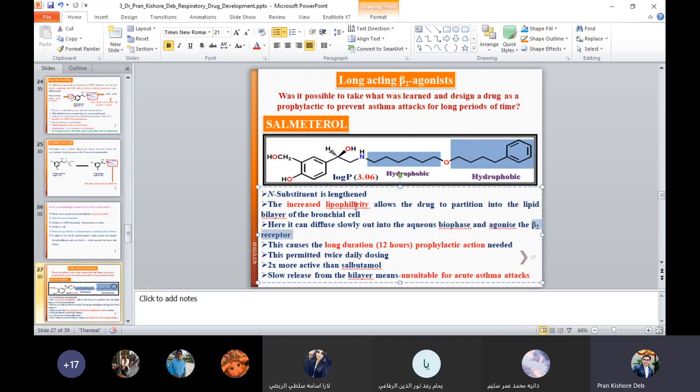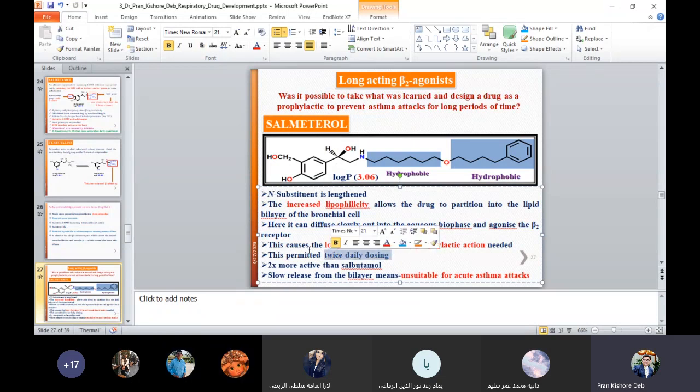This entrapment of the drug inside the bronchial cell membrane, remaining for a longer period, increases the duration of the drug. How long? It increases the duration of the drug to 12 hours. So it can be given for prophylactic action, and it decreases the dosage frequency. So if it is a 12-hour duration, how many times a day can you give it? Twice daily dosing.